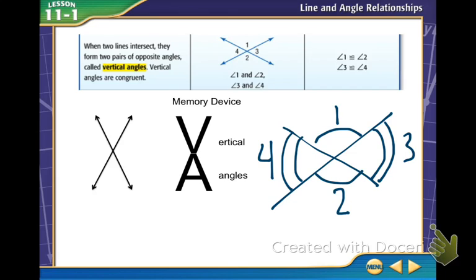Okay, a little memory device here is kind of neat. When you cross the two lines, it looks like you have a V for vertical and an A for angles. Make sure you complete this on your handout.